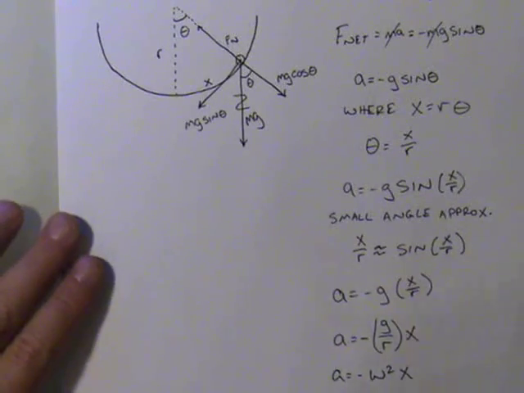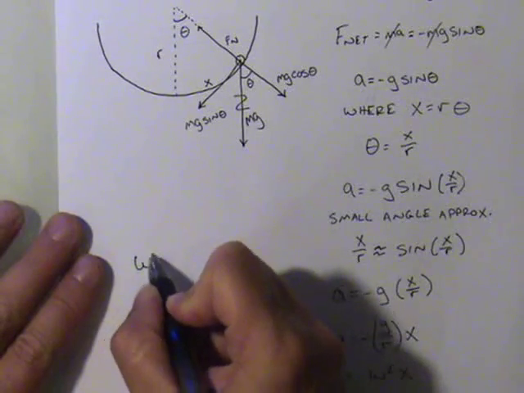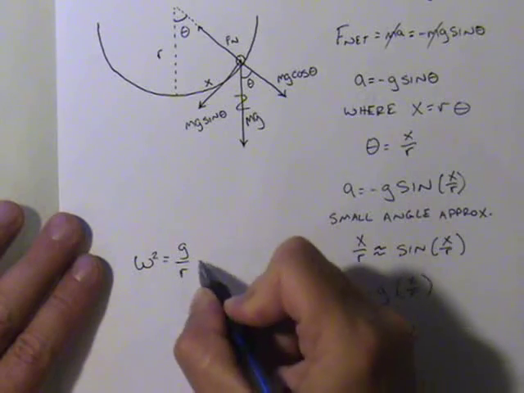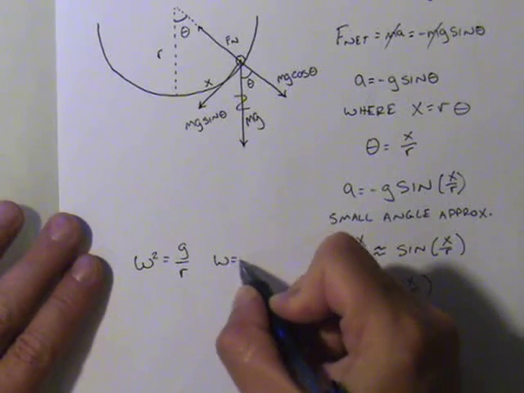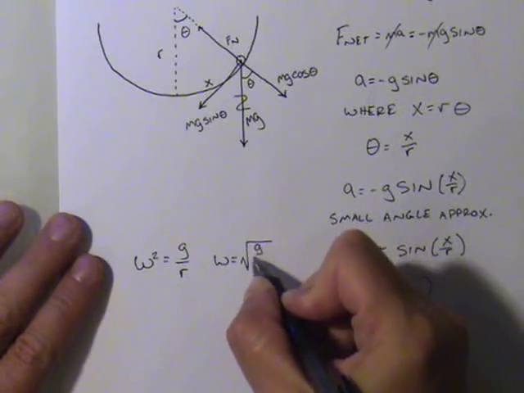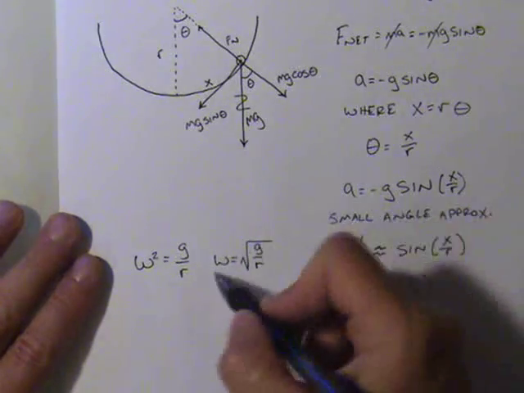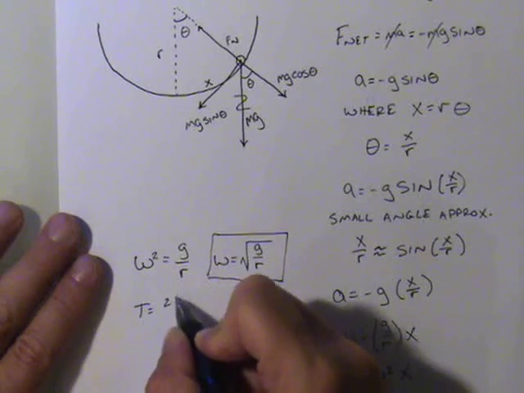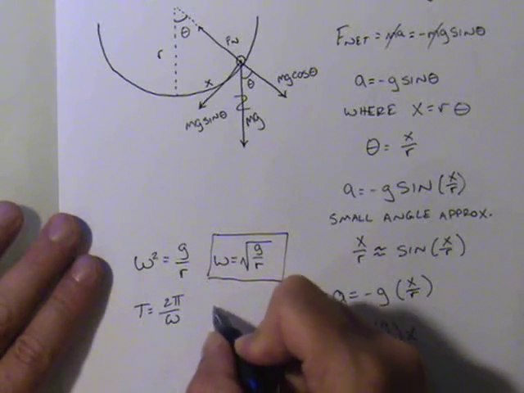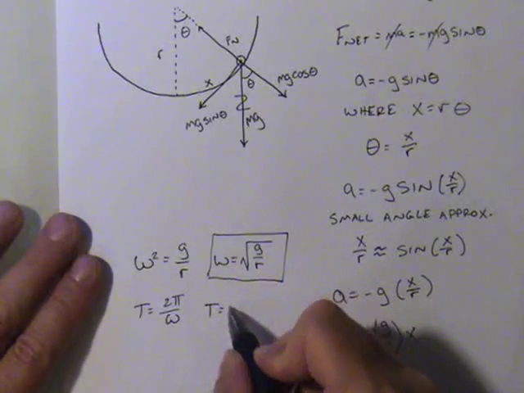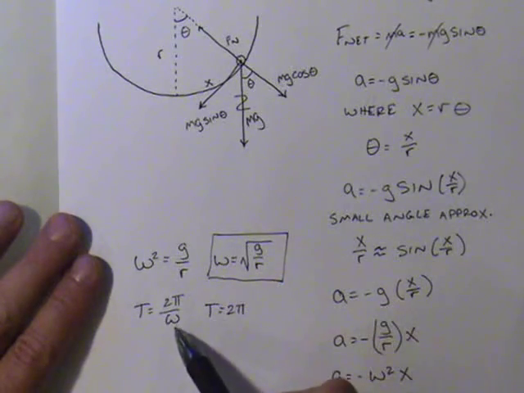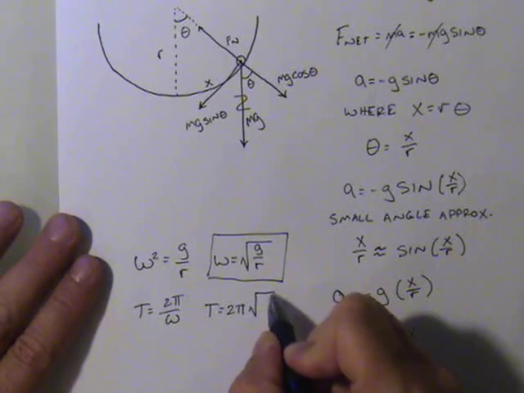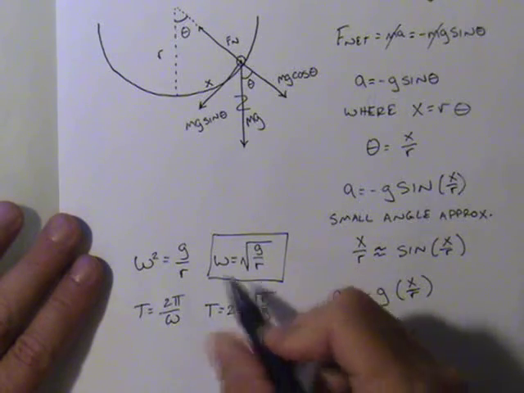So let's put over here to the side, omega squared in that case must then be equal to g over r, or omega is equal to the square root of g divided by r. For the period, that's 2 pi over omega, so T must be equal to 2 pi, and since omega is on the bottom, we'll flip that, the square root of r over g.